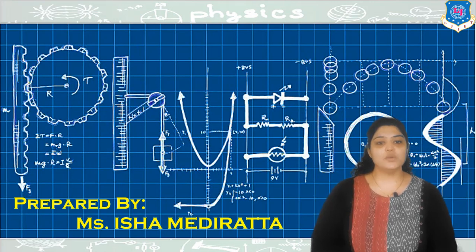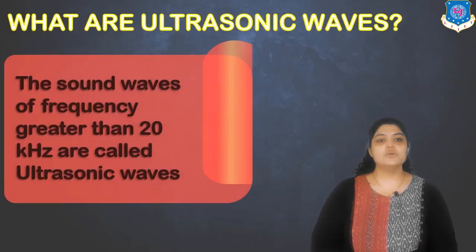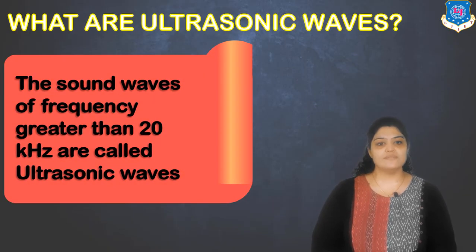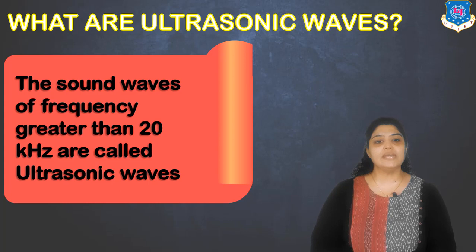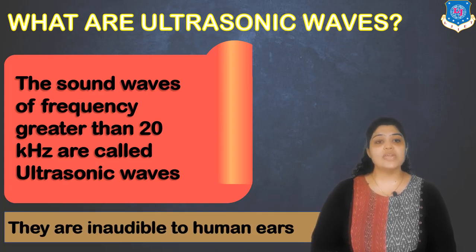So let's first start with what ultrasonic waves are. Ultrasonic waves are actually sound waves, and whenever we hear the term sound, we should know that this is a term related to acoustics, a branch of physics which helps us study the generation and propagation of sound. Ultrasonic waves are sound waves which have a frequency greater than 20 kilohertz or 20,000 hertz. These waves are inaudible to human ears. We as human beings cannot hear these waves.